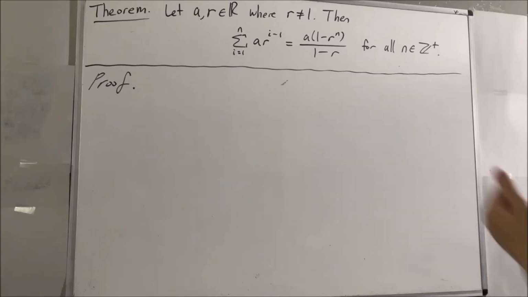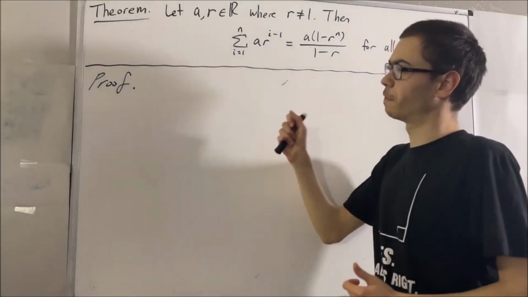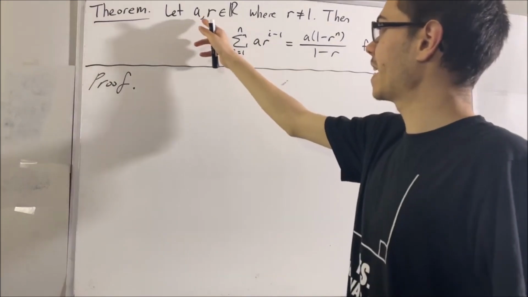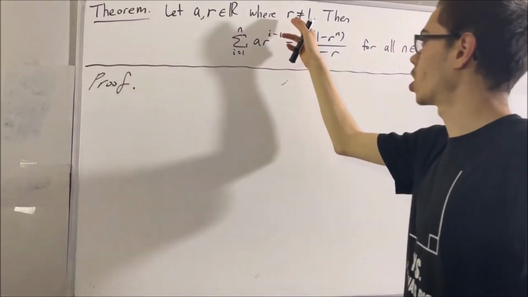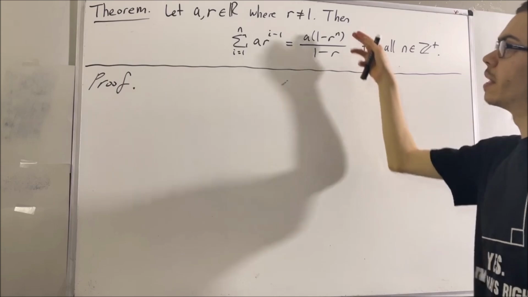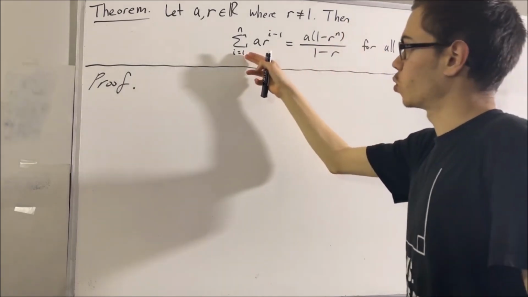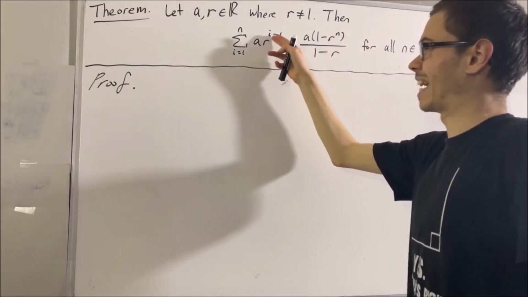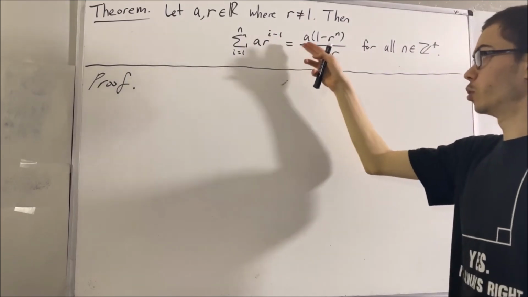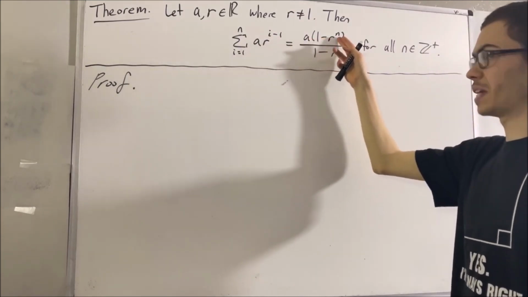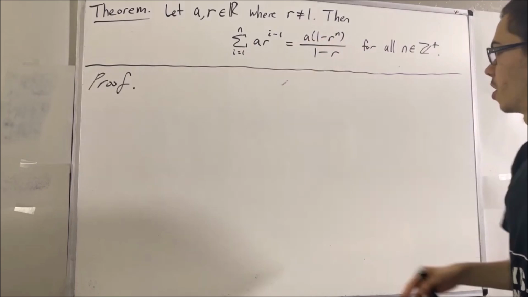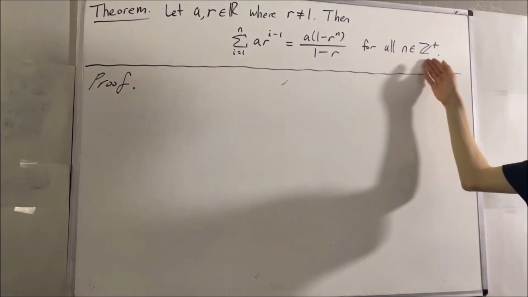Hello! In this video, we are going to prove the following theorem. Let a and r be real numbers where r is not equal to 1. Then, the sum from i equals 1 to n of a r to the i minus 1 is equal to a times 1 minus r to the n over 1 minus r for all positive integers n.